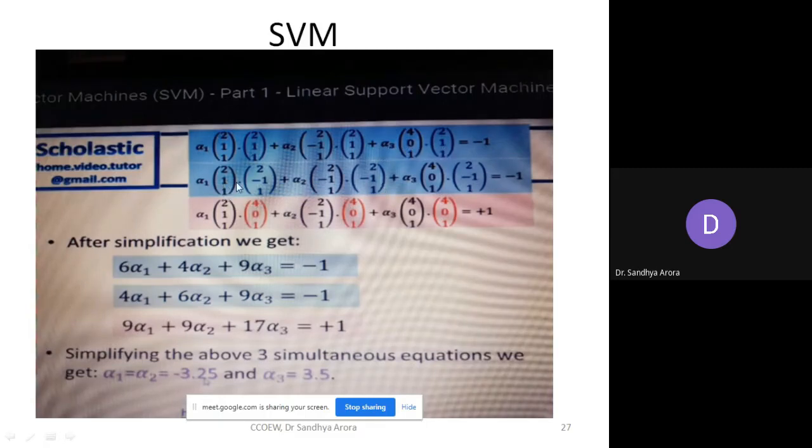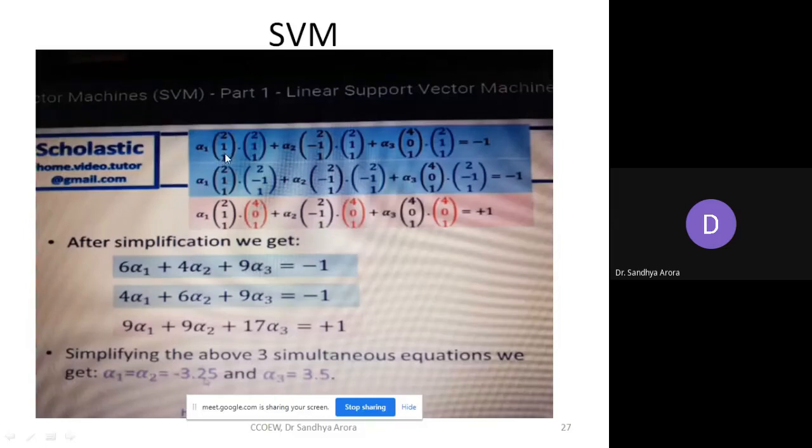Same is the case with the second equation. The third equation was alpha 1 multiplied by S1, S3, alpha 2 multiplied by S2, S3, alpha 3 multiplied by S3 and S3, because the whole third equation was multiplied by S3. So it is a positive point. Now you have these three equations with three unknown parameters, alpha 1, alpha 2, alpha 3. Maybe you can find out their values. How are you going to solve this?